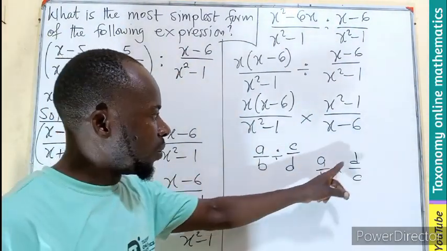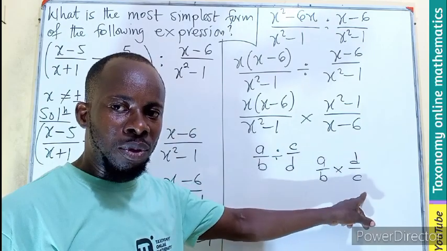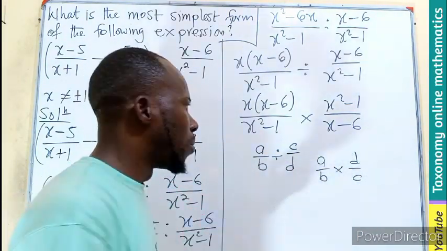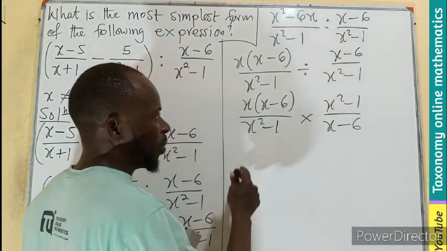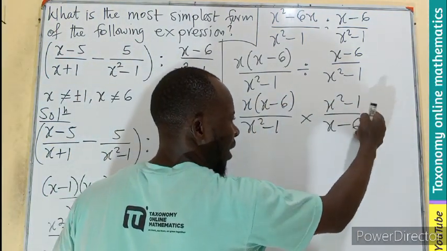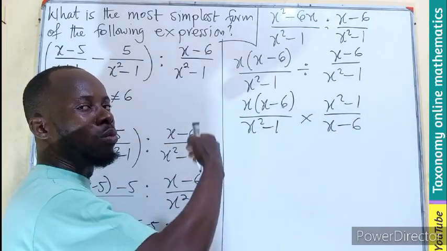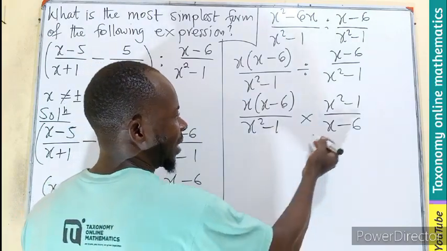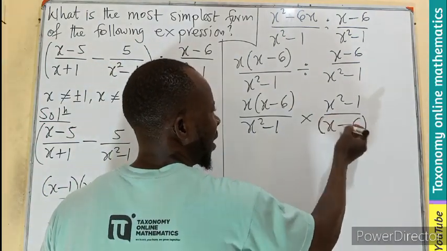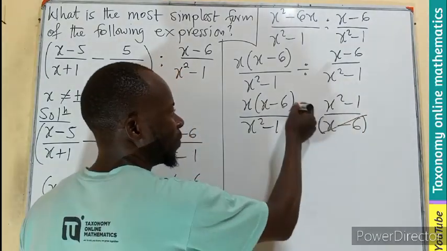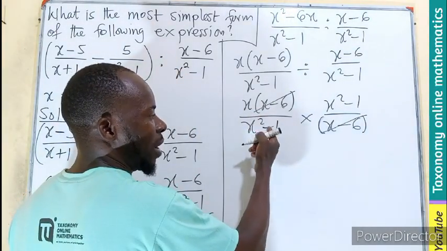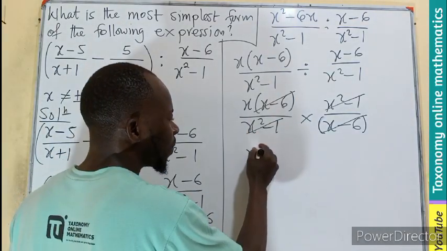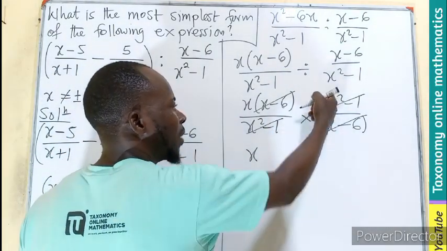You see that? We are interchanging the position of the second fraction when we change the division to multiplication. Since they are multiplying, it means the numerators are multiplying together, divided by the denominators also multiplying together. So we can cross and cancel. You can see that this bracket is the same as the bracket, so it can take care of this. Then x squared minus 1, x squared minus 1 also cancel. So we are left with only x divided by 1 times 1 over 1.